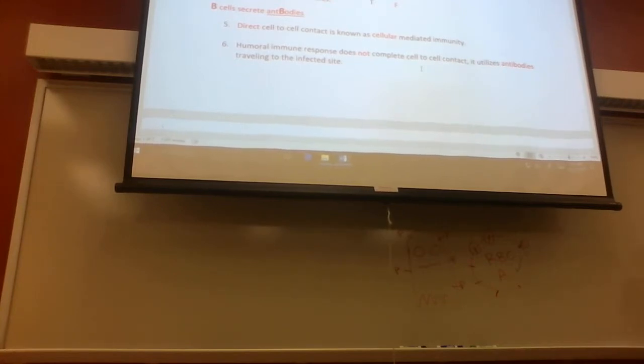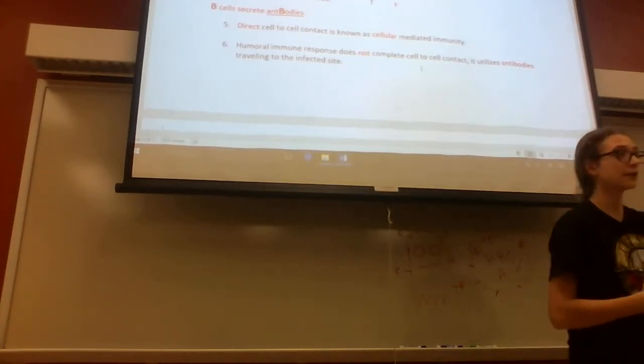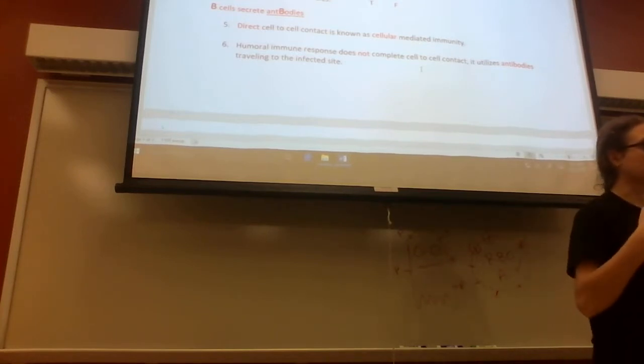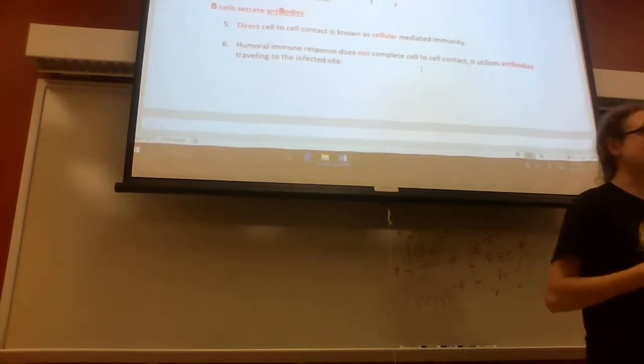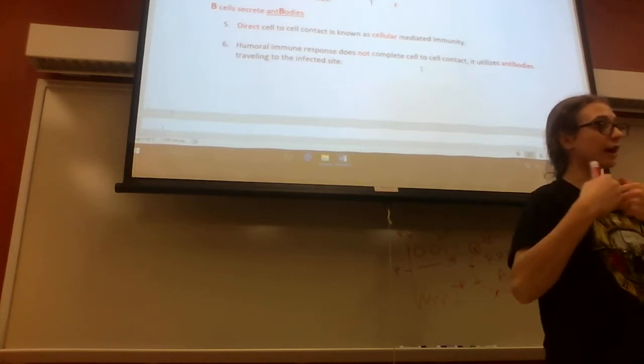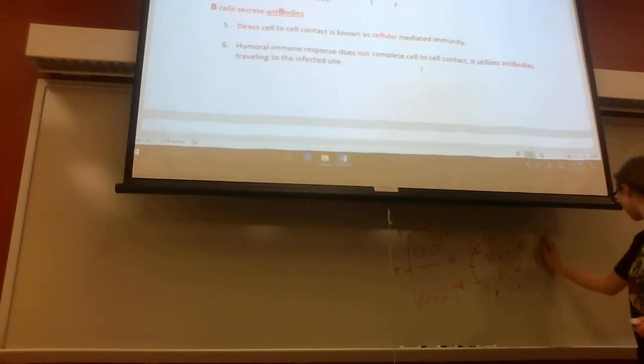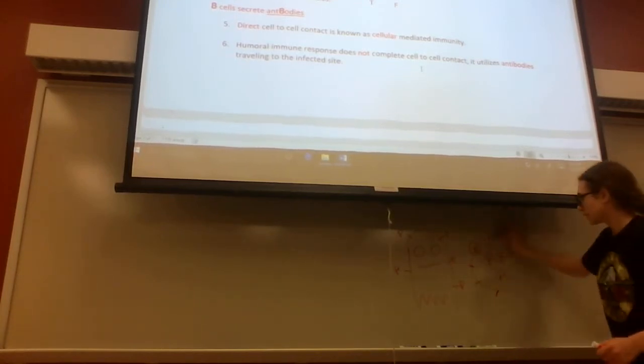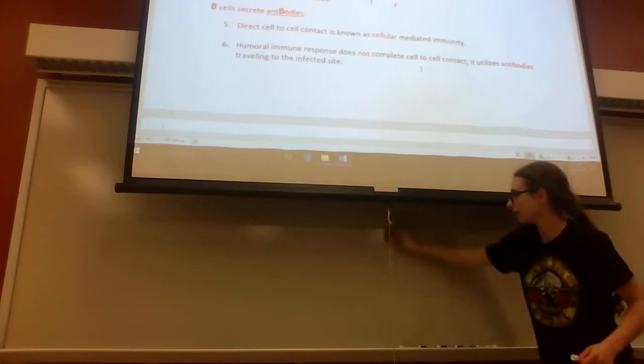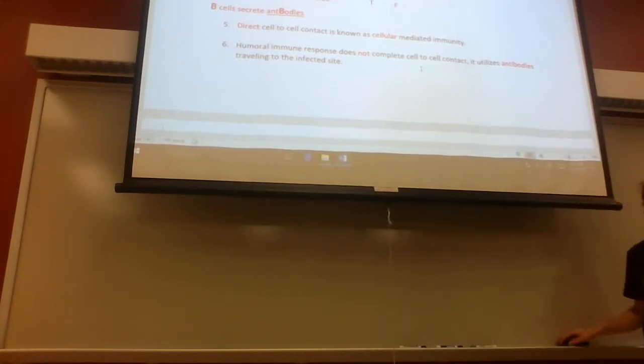So direct cell-to-cell contact is known as cellular mediated immunity. So cellular mediated immunity, cell-to-cell contact. This immunity is when your actual T cell goes and kills a pathogen. It's direct, cell-to-cell, cell-mediated. Humoral immunity response does not complete cell-to-cell contact. It utilizes antibodies to travel to the infection site. And that is humoral immunity. So humoral, or humoral, or however Janet says it, what does that mean?